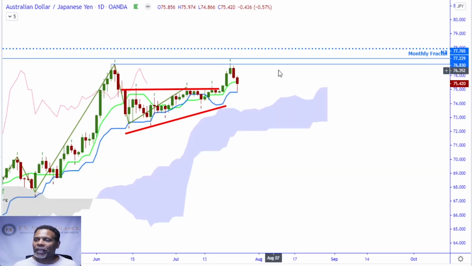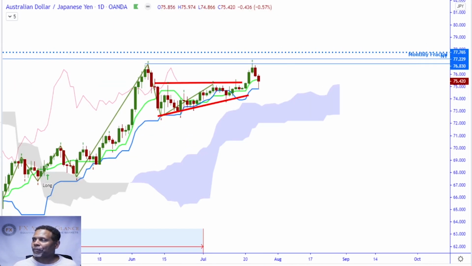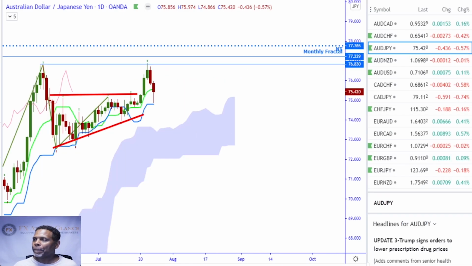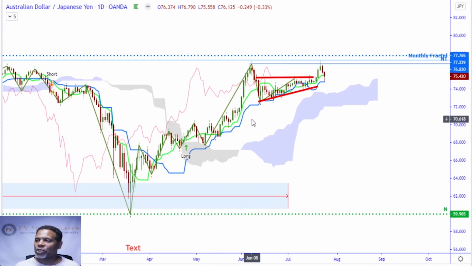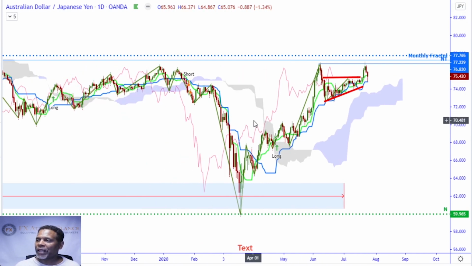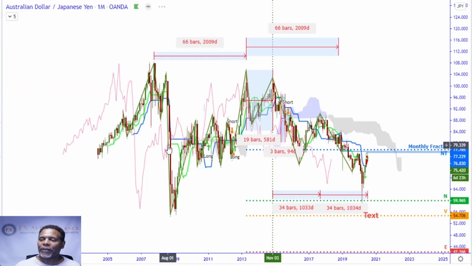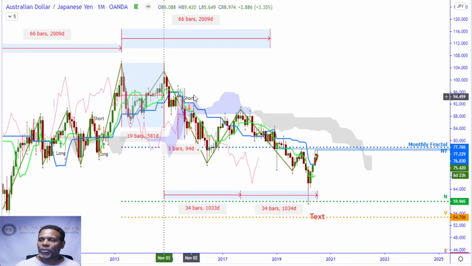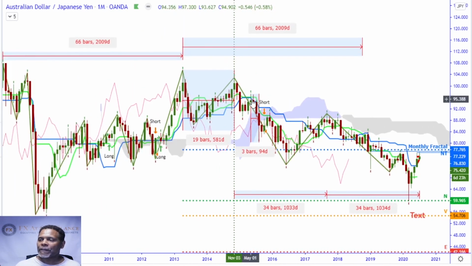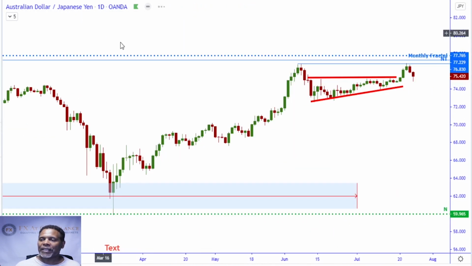The next one I want to look at is going to be Aussie yen. So Aussie yen, I did just want to show you. I didn't really have much that I wanted to show you on Aussie yen. Actually, no, I did. Yes, Aussie yen was some things here. But what I did want to show you on this one was, let's go back to the daily.